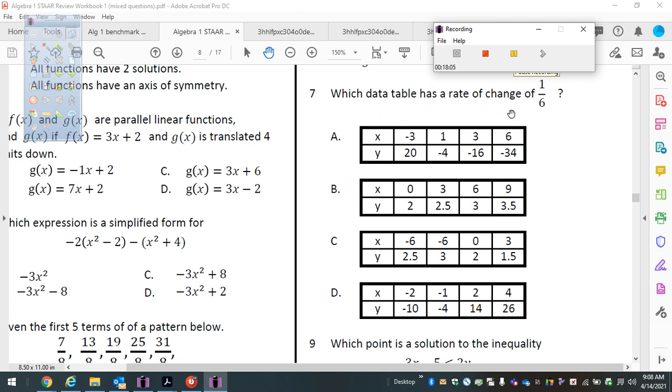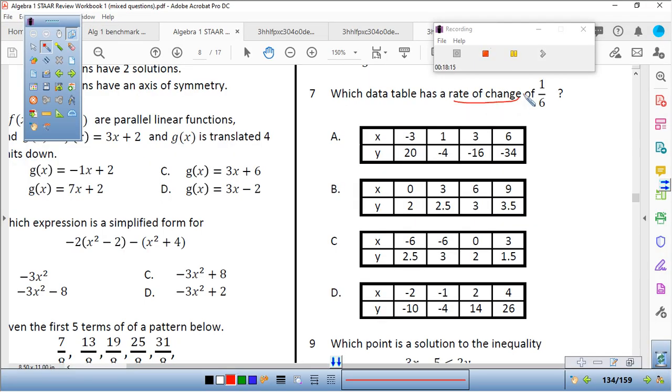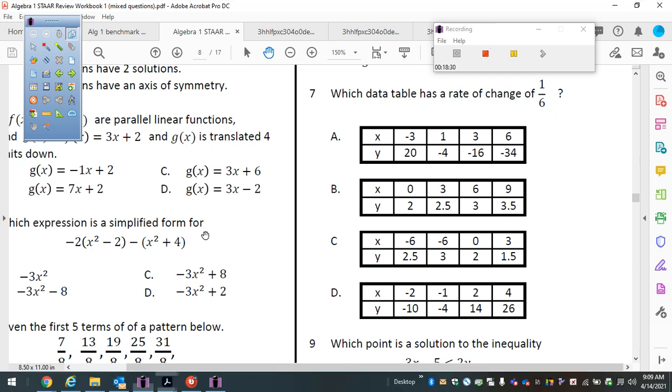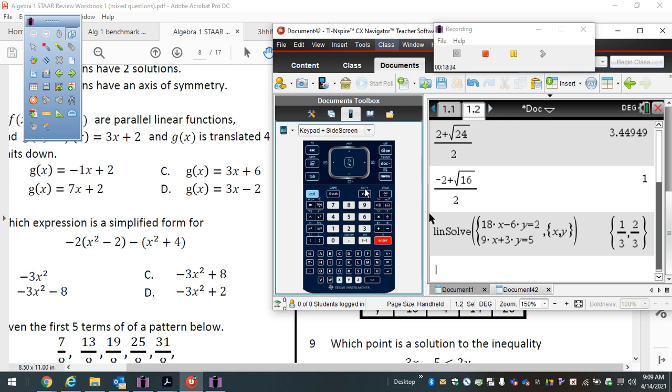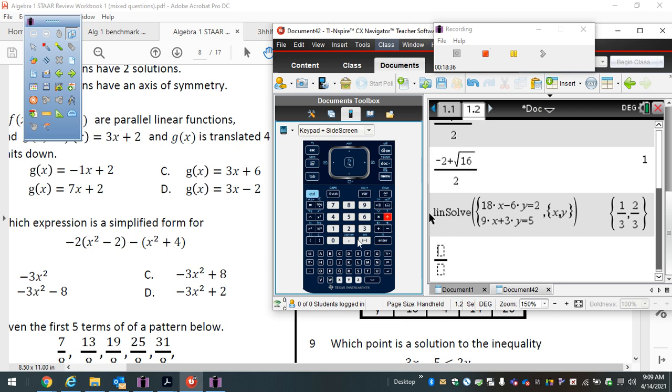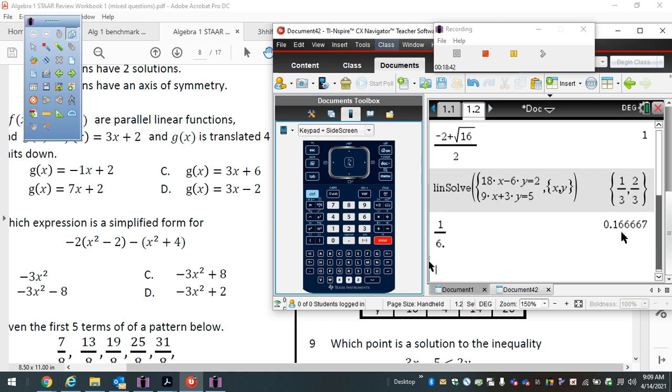Okay, which data has a rate of change? Make sure you know rate of change is your slope. Slope here is 1/6, which is like 0.166. I think it goes on forever like that. Let me double check. Come on here and go division, 1 over 6. And look at this trick, decimal. And see, it goes on forever.